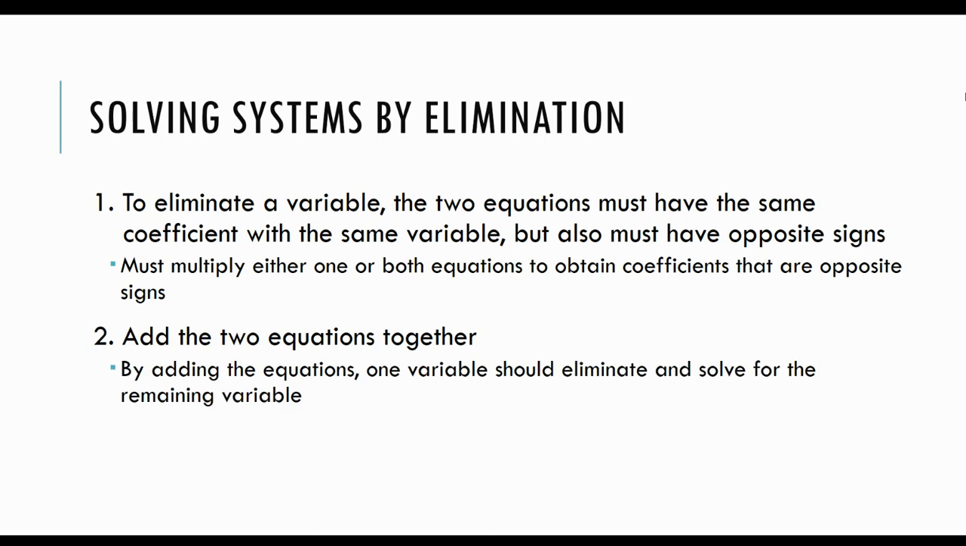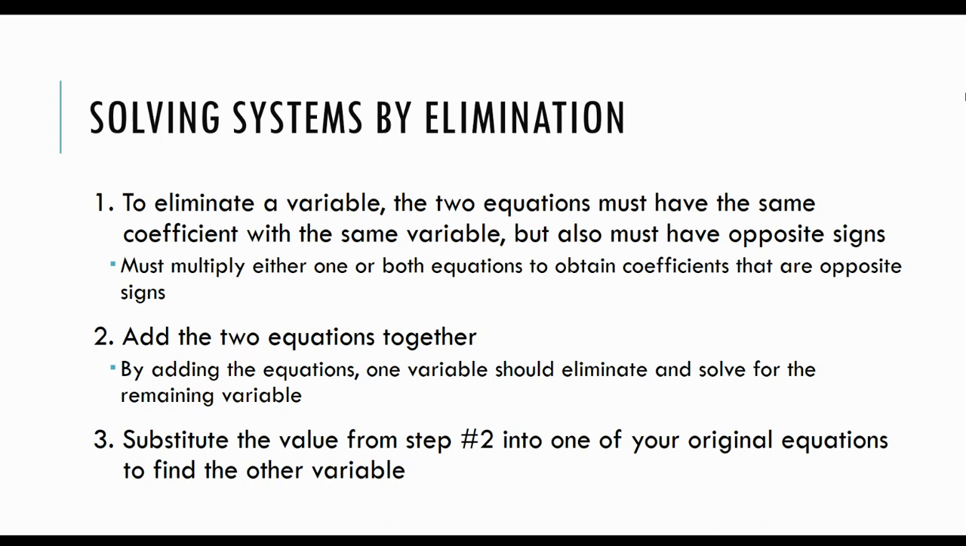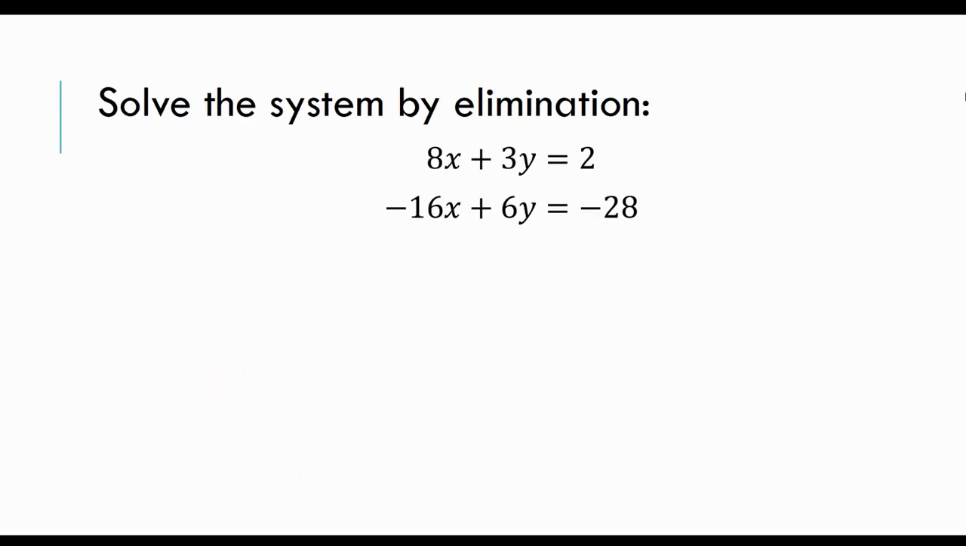By adding the equations, the variables that have opposites should eliminate, so we should no longer see that. And then that means we'll have one variable left over that we can solve for. We'll then have to take the answer that we get from step number 2 and substitute it back into one of our original equations to solve for the other variable. Because once again, your final answer should be an ordered pair of (x, y) in parentheses.